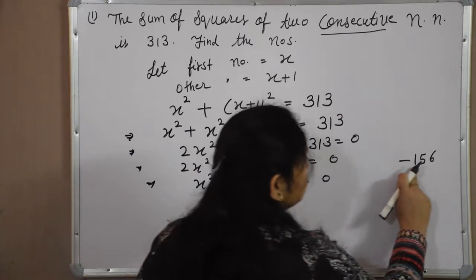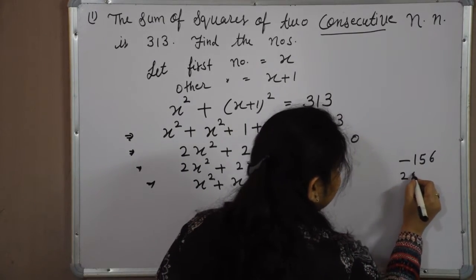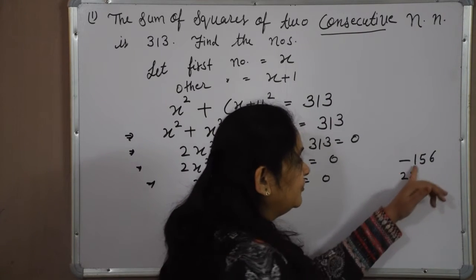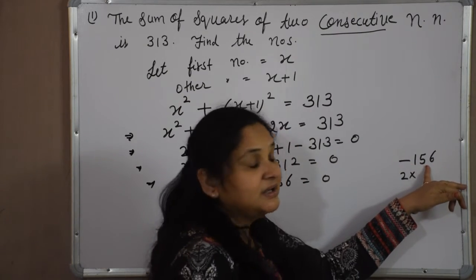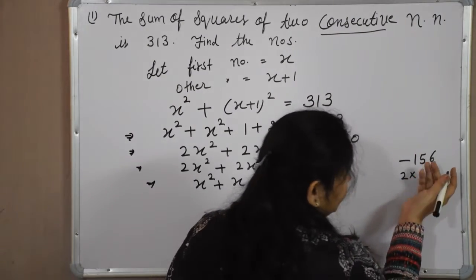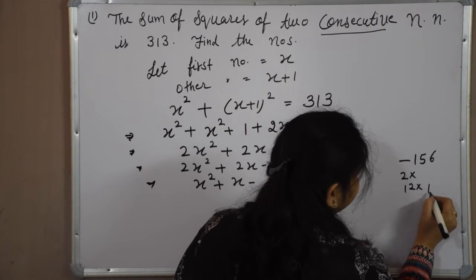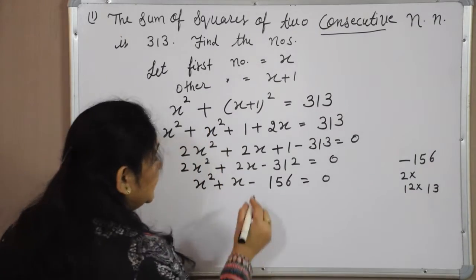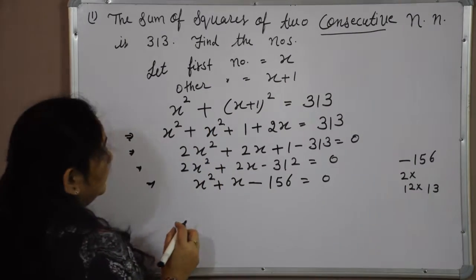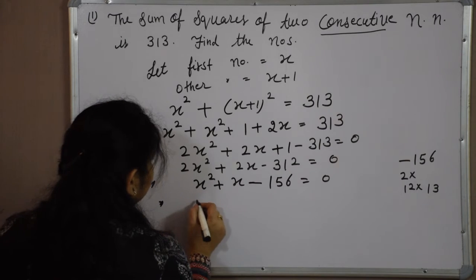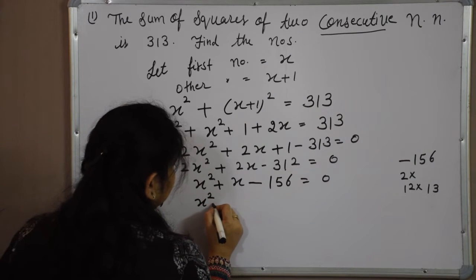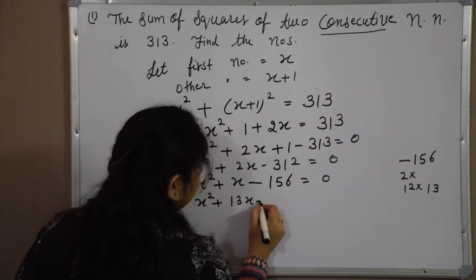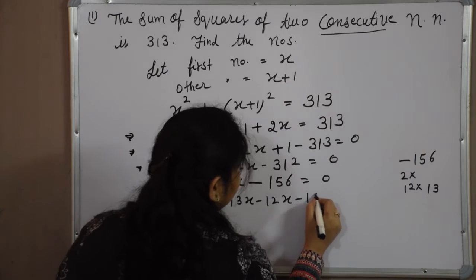Now I am taking minus 156. First of all, we will start from 2, and we see the gap is too much. Then we will come to 5, we can't divide. We will come to 10, we can't divide. Now we will take 11, 12. 12 ones are 3. So the factors we are getting are 12 into 13. This implies x square plus 13x minus 12x minus 156.